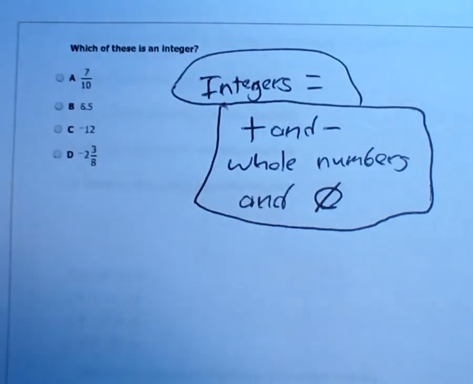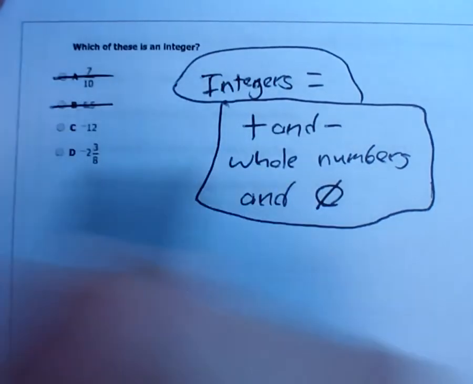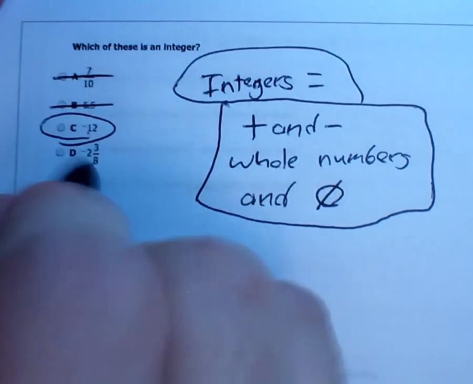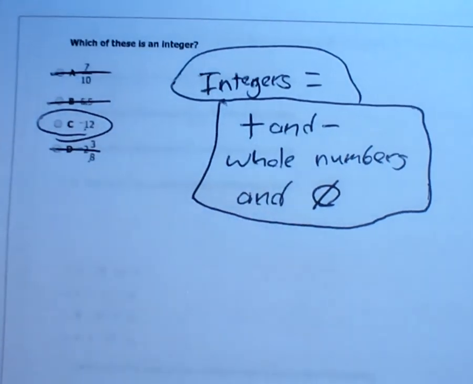Okay, so now we look through. 7/10? Nope. All right, 6.5, not a whole number. Negative 12 is a negative whole number, so there you go. This one, not a whole number, it's a mixed number. So it can only be C.